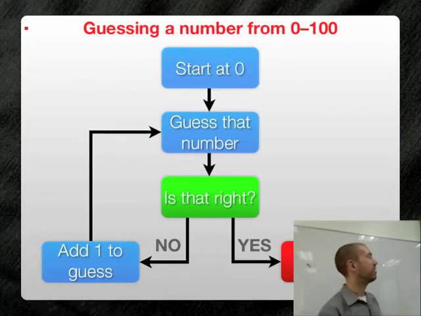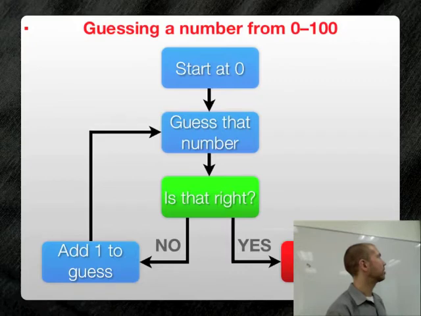One not so smart but very easy one is to say, let's start with 0. Guess that number. Is it 0? The person tells you whether or not it's right. If it's not right, you say, all right, well, let's add 1 to my current guess. So now my current guess is 1. Is it 1? No. Is it 2? No. Is it 3? No. Is it 4? No. Is it 5? No. Right? So we talked about doing this last time.